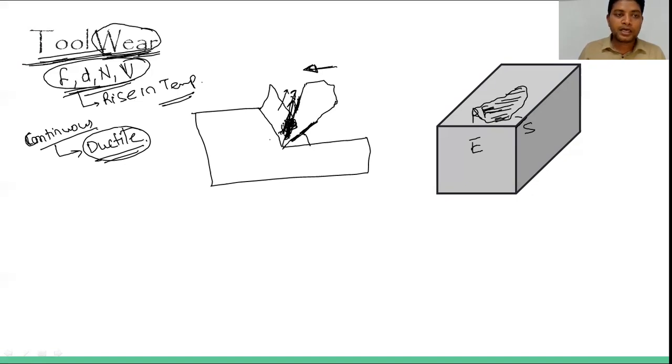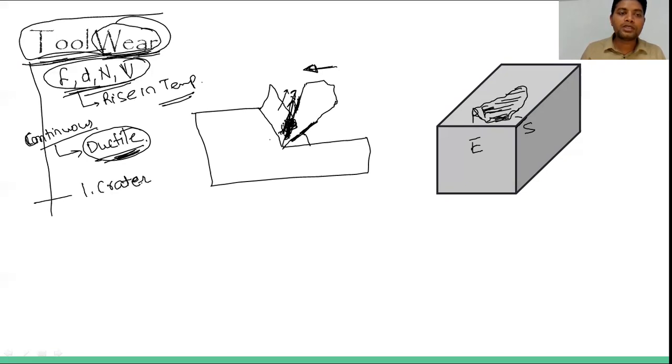Now, these are the conditions. Generally it occurs for ductile material only, and it occurs at the rake face only. Please keep in mind that tool wear is basically of two types. Most of the wear comes under these two categories only. The first is crater wear, and the second is flank wear.